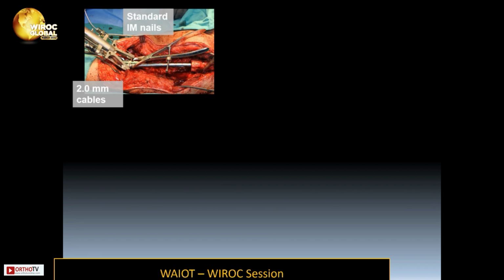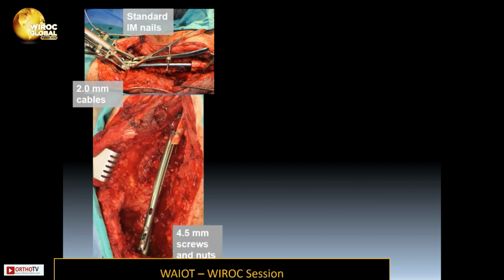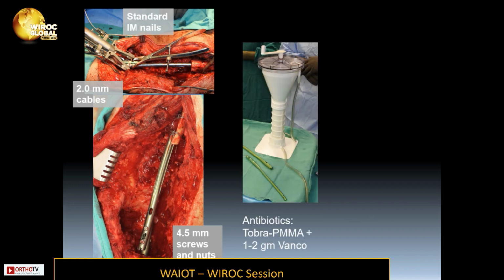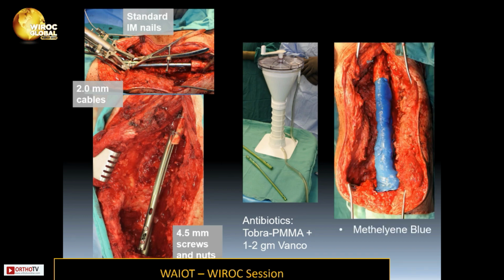With a spacer, standard intramedullary nails can be used, connected together with either 2mm cables or a combination of screws and wires. As you can see here, 4.5mm screws and nuts. Antibiotics are prepared with the standard tobramycin polymethyl methacrylate with vancomycin and methylene blue to identify the cement contrast to bone. This is built up between the two bone ends.